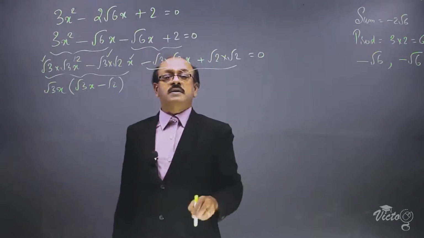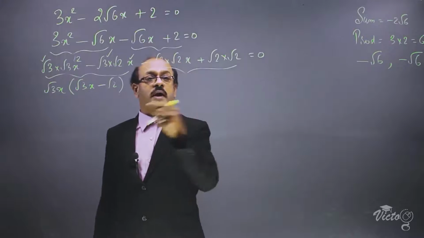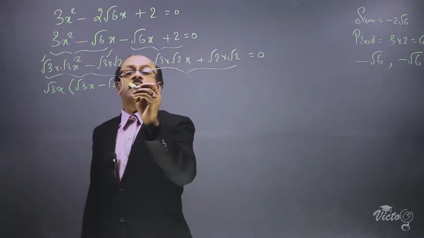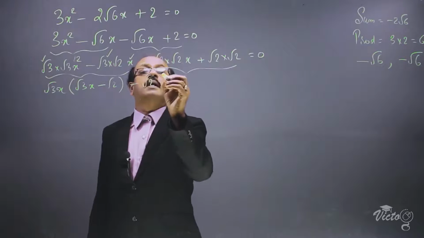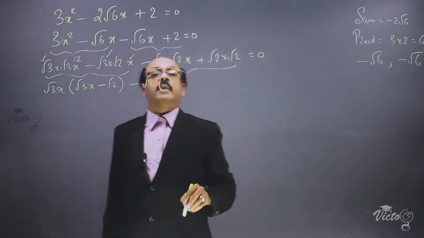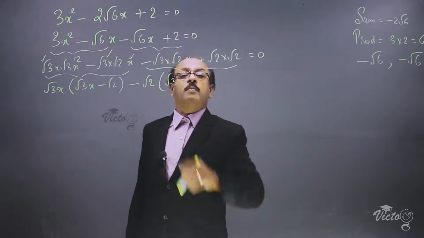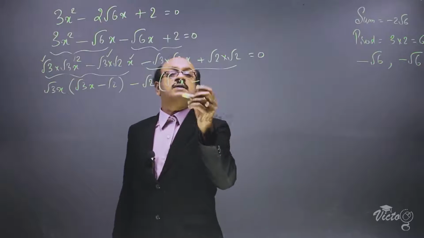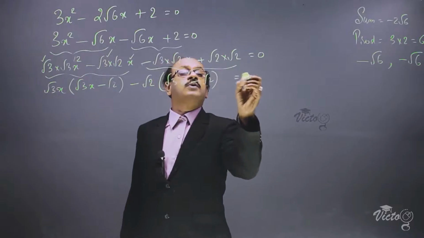This plus means the product of two minuses. Minus into minus is plus, so one minus can be taken outside. Then this is −√2. Here also one minus is taken as a common factor and the remaining is √3x. From this two minus, one minus is taken outside, the remaining is −1 √2 taken, and the remaining is √2, equal to 0.